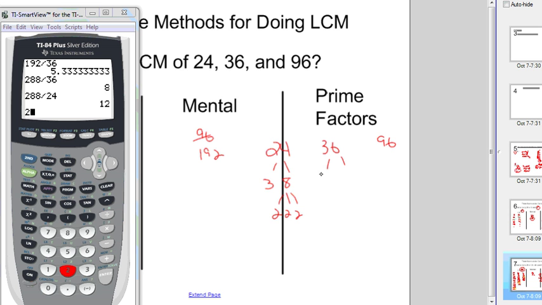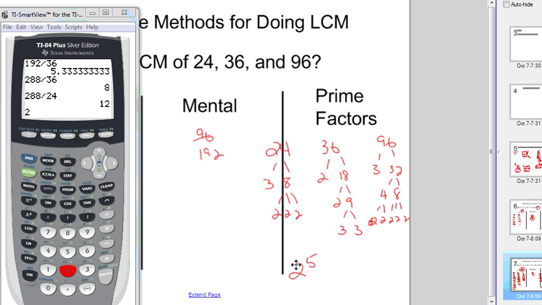Now for 36 you got 2 and 18, 2 and 9, and then you got 3 and 3. 96, I'll start with 3 and get 32, and then 4 and 8, and then that's going to give me 2 2's here for 4, okay, and then 3 2's when I break the 8. Okay, same question. Who's got the greatest number of a certain factor? So for 2's, we have 3 here for the 24, 2 here for the 36, but 5 for the 96, so that's 2 to the 5th.